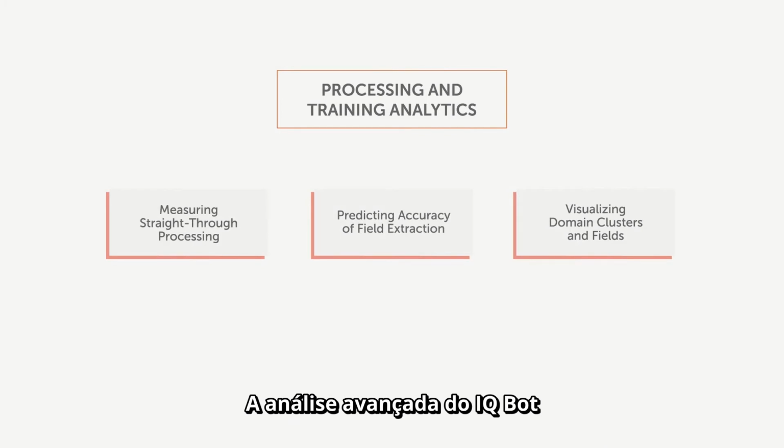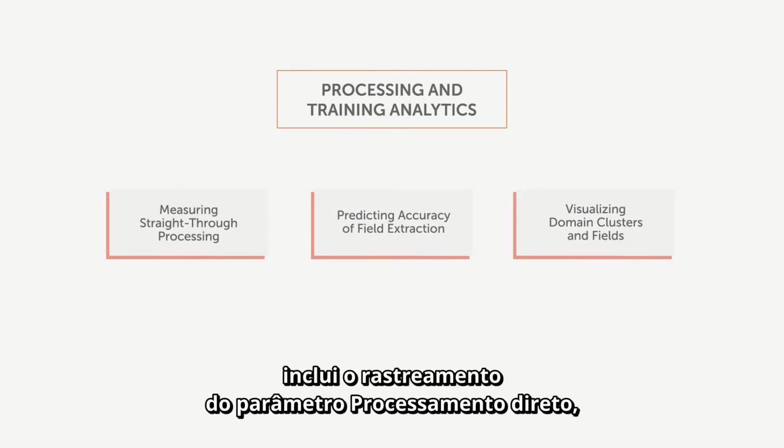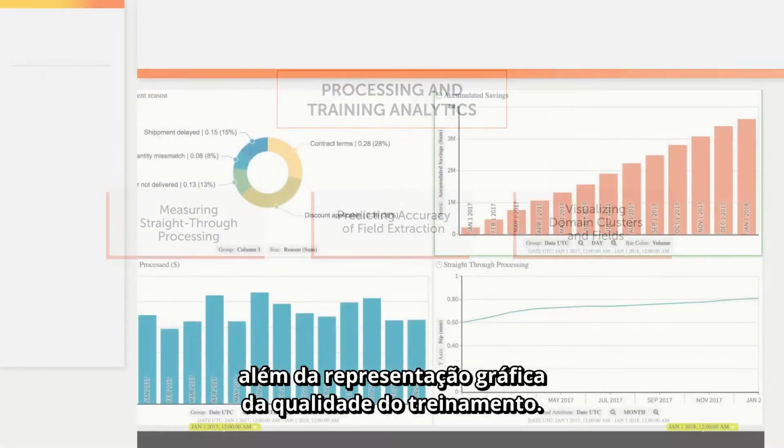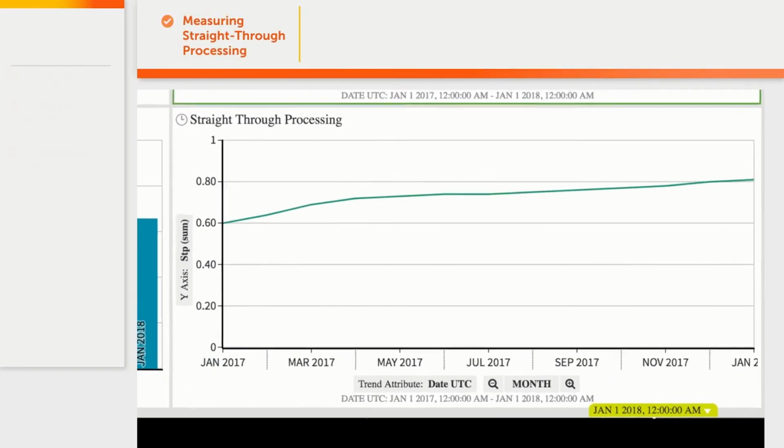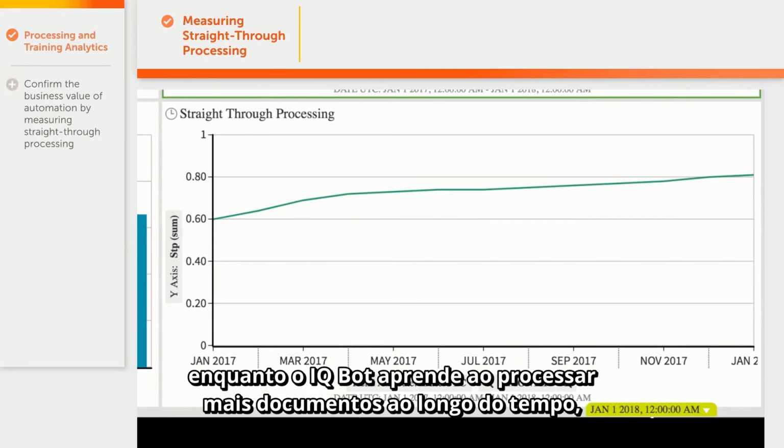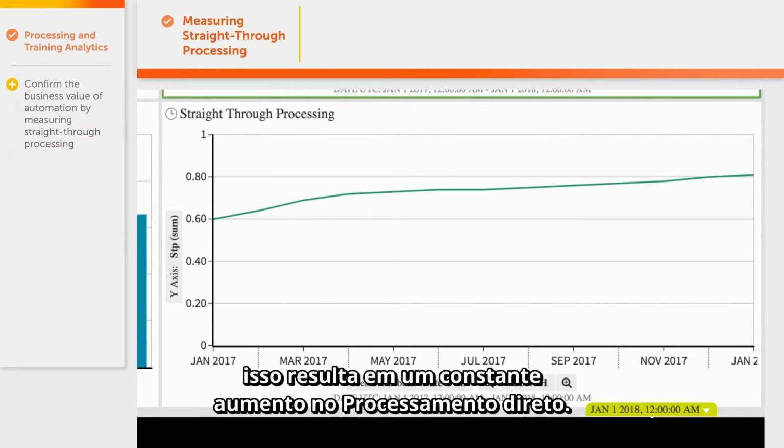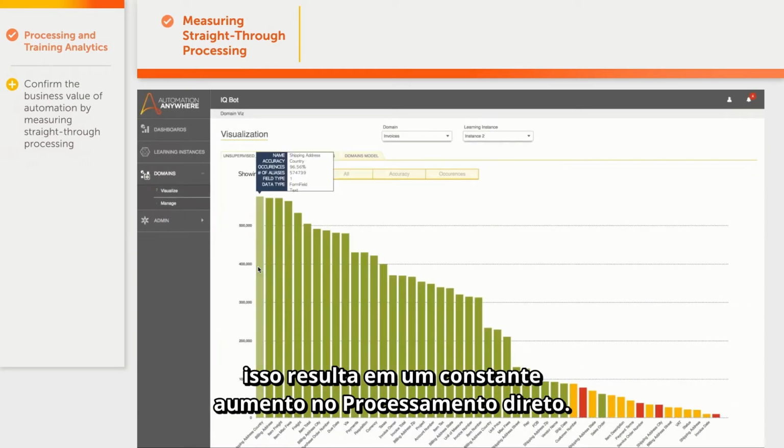IQBot Advanced Analytics includes tracking of straight-through processing parameter, as well as graphical representation of training quality. As you may see on this chart, while IQBot keeps learning from processing more documents over time, it results in constant increase in straight-through processing.